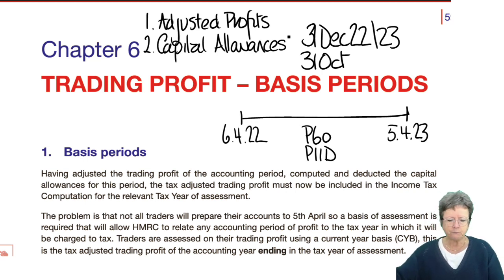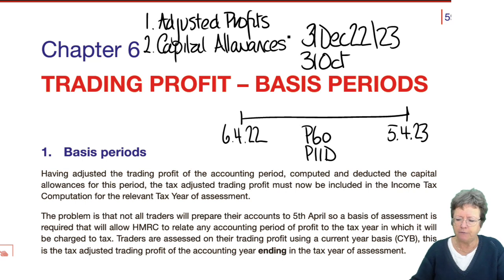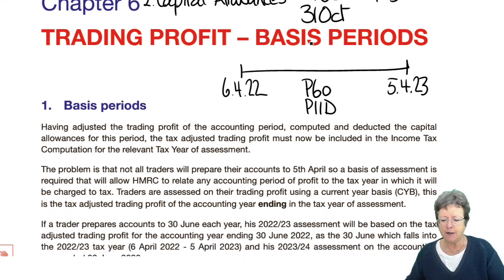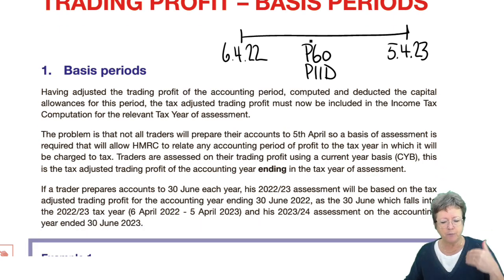So, as it mentions in the first paragraph there, having adjusted the trade profits for the accounting period, computed, i.e. worked out, and deducted the capital allowances, the tax-adjusted trading profits must now be included in the income tax computation. So these are special rules. It says now, the problem is that not all traders prepare their accounts to the 5th of April.